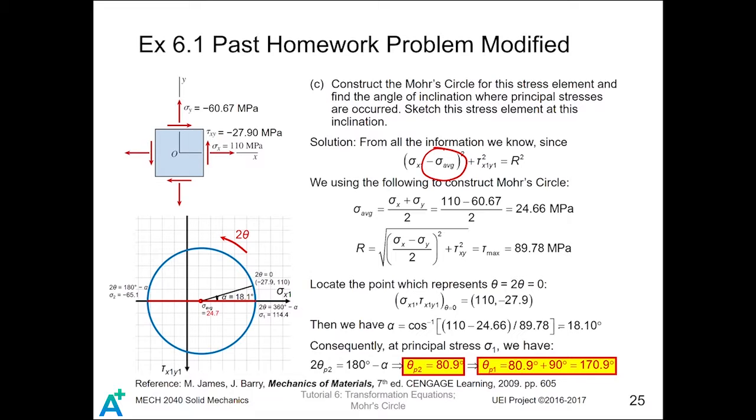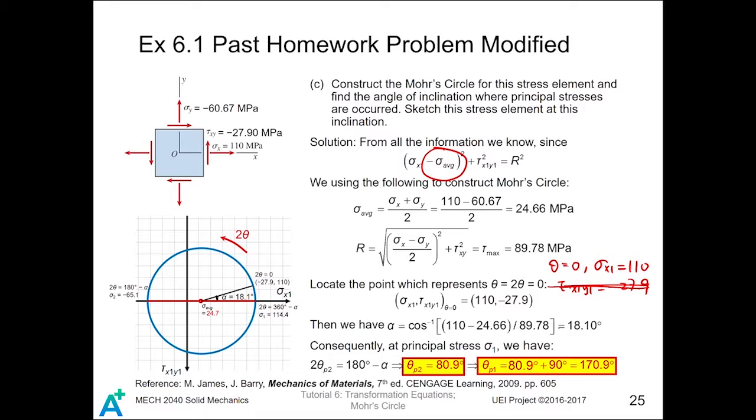89.78 milliPascals. In the previous parts, since we get at theta equals 0, we know that sigma x1 equals 110 milliPascals, and consequently we used our transformation equation to find that the shear stress is given by minus 27.9 milliPascals. So by using this Mohr circle, we can also verify that the shear stress we found in the previous part is correct. First, suppose we don't know what tau x1y1 is, okay? Then we locate a point on the Mohr circle where sigma equals 110 milliPascals.